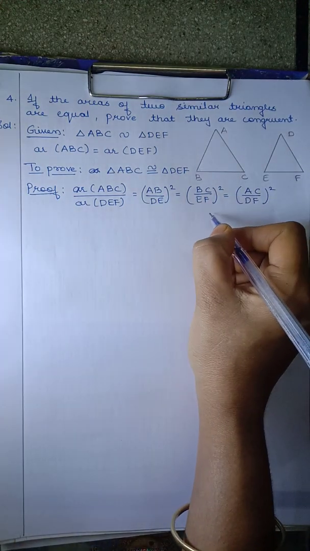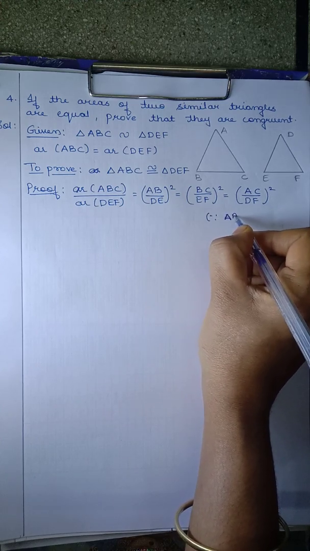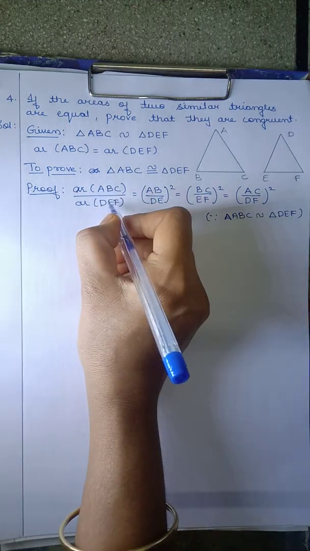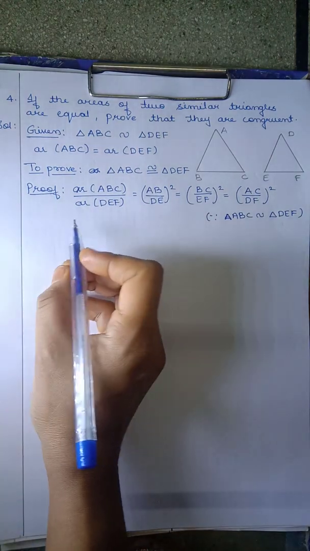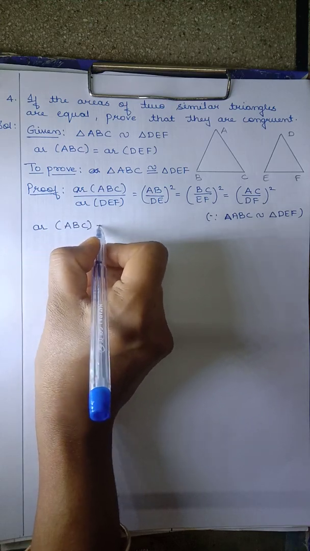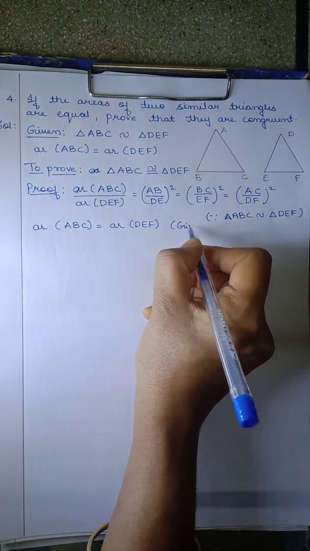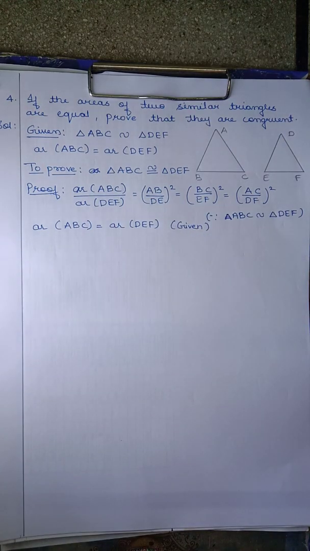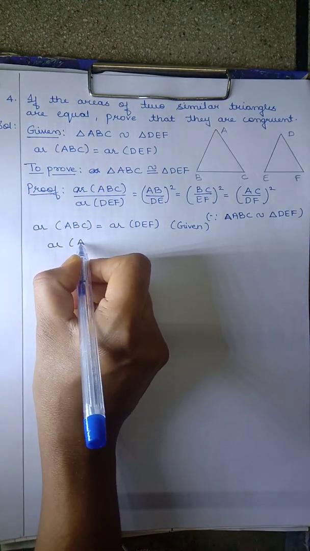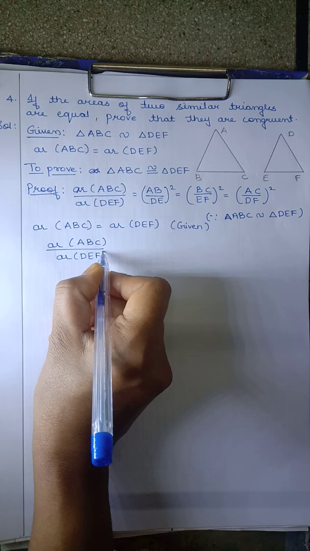Okay, so this we can write because they have given triangle ABC is similar to triangle DEF, so we can write this using the theorem. Now they have also given the areas are equal. Area of ABC is equal to area of DEF. This is also given, children. So when the areas are equal, area of ABC upon area of DEF, they are equal.